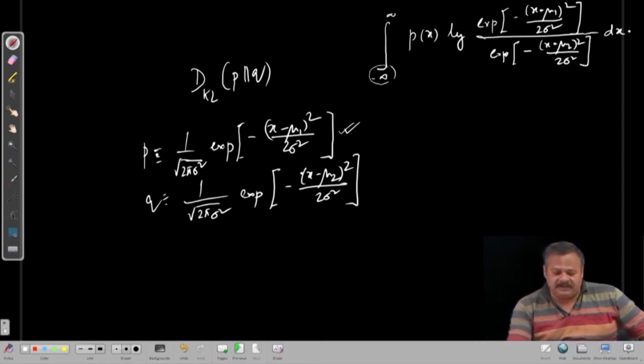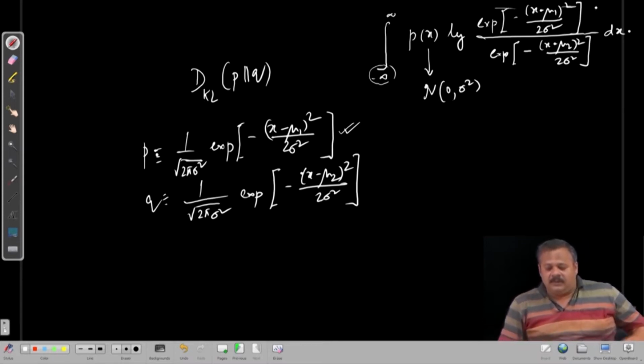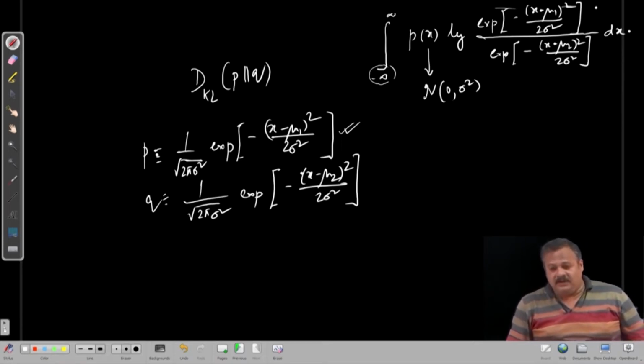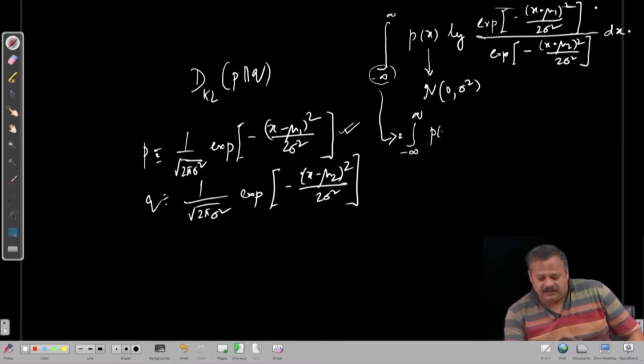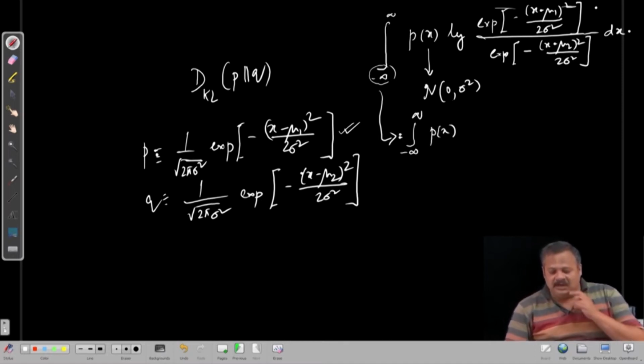Now remember, P(x) is that same Gaussian, that is normal with 0 mean and sigma squared. Now if we look at this term, it is simply the difference of what we have in the exponents. So that is the integral from minus infinity to infinity of P(x). We are not writing it out fully.